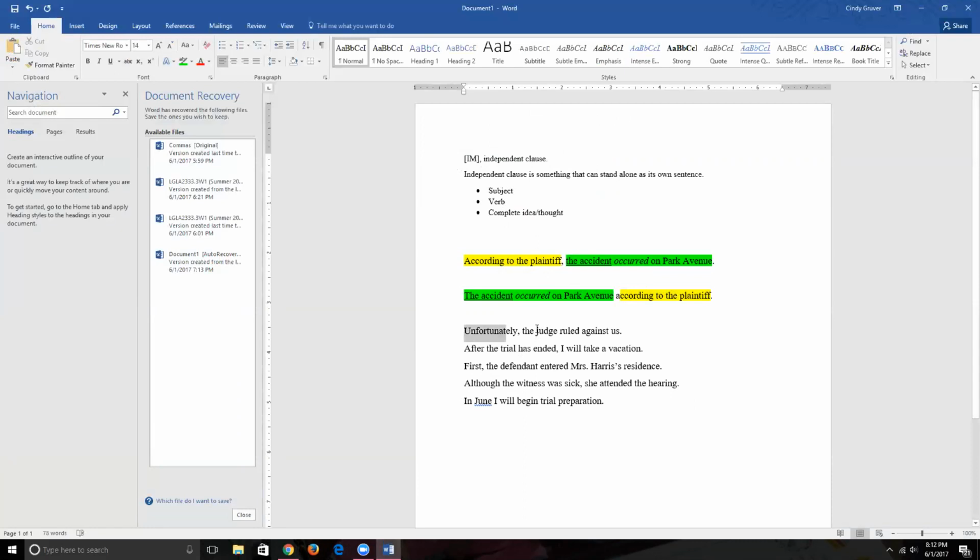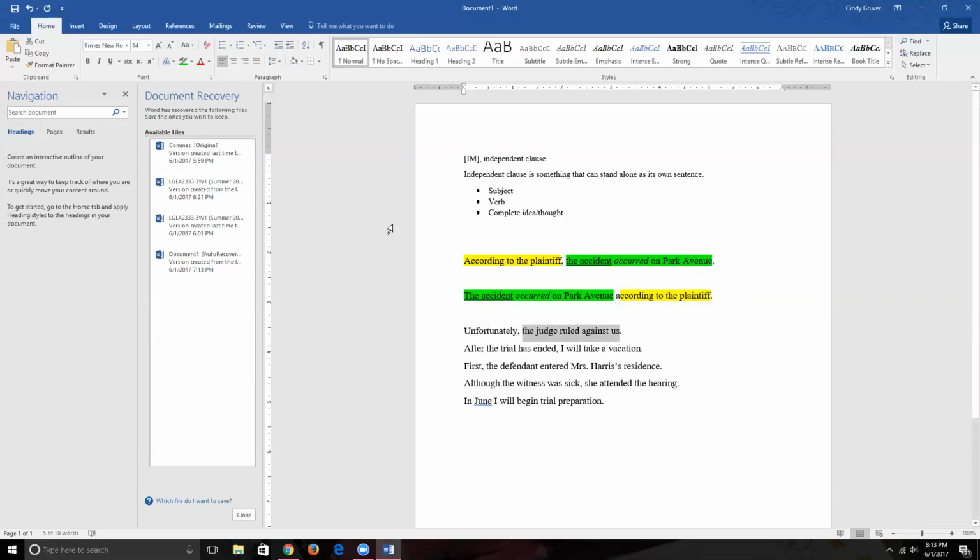Let's look at the next sentence. Unfortunately, the judge ruled against us. Well, one thing to notice is that our introductory material is just one word long. So according to the rule, we don't have to put a comma in front of it. But again, it's a best practice too, because as we're reading it, we would pause. We wouldn't say, unfortunately the judge ruled against us. We'd say, unfortunately, the judge ruled against us, because we're going from this idea to this idea.